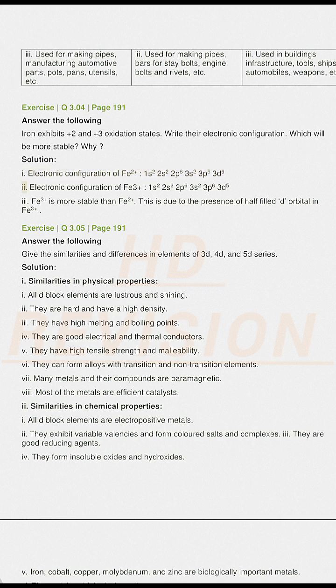1s2 2s2 2p6 3s2 3p6 3d6. Electronic configuration of Fe3+: 1s2 2s2 2p6 3s2 3p6 3d5. Fe3+ is more stable than Fe2+. This is due to the presence of a half-filled d orbital in Fe3+.